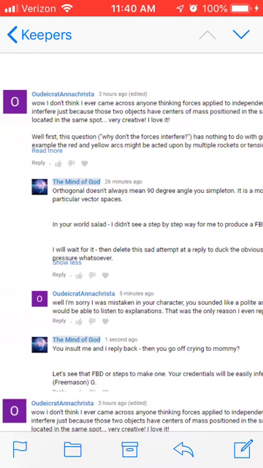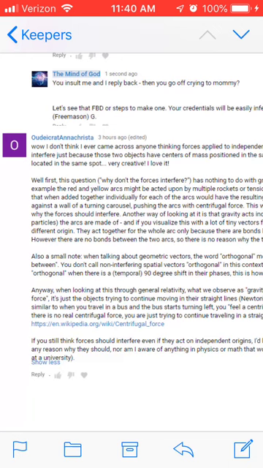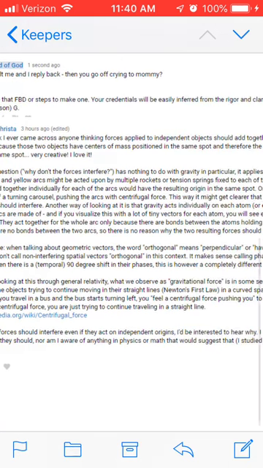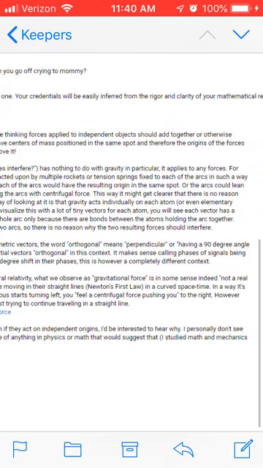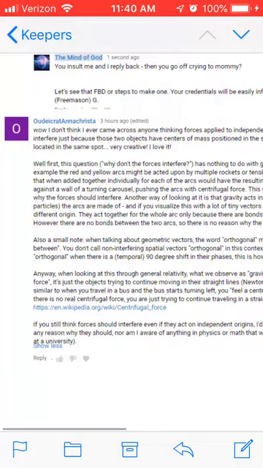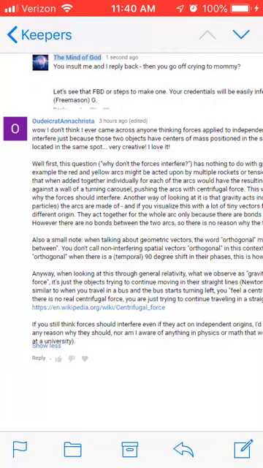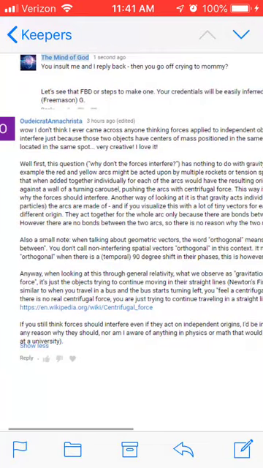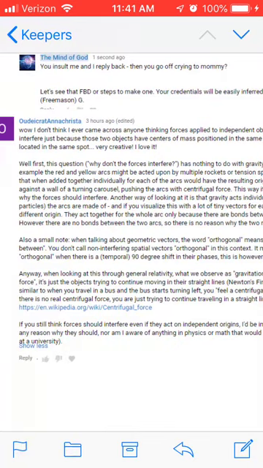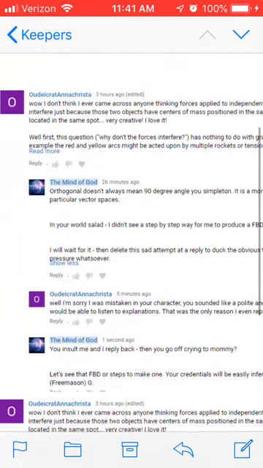And then at some point in the third paragraph, they're like, also a small note, when talking about geometric vectors, the word orthogonal means perpendicular or having a 90-degree angle between them. You don't call non-interfering spatial vectors orthogonal in this context. Okay, well, just to quickly debunk that, because we have a math wizard here who's also sarcastic. So we have a sarcastic Good Will Hunting.